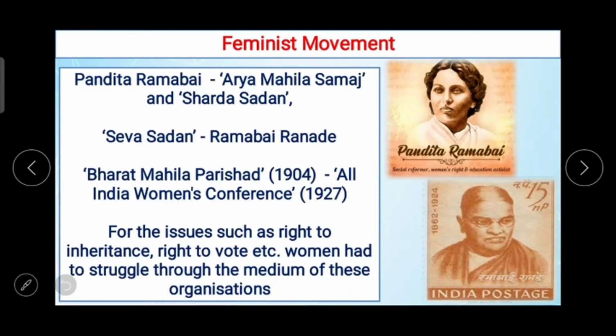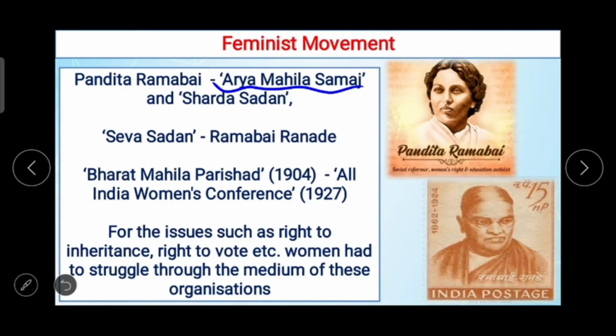So in this, the first name is of Pandita Ramabai, who established the Arya Mahila Samaj and Sharda Sadan. Similarly, Seva Sadan, founded by Ramabai Ranade, are examples of this. So these were the first organizations, we can say, which started working for women in our country: Arya Mahila Samaj, Sharda Sadan and Seva Sadan of Ramabai Ranade. Then Bharat Mahila Parishad and All India Women's Conference were founded as well. Now through these organizations, awareness among the women started.